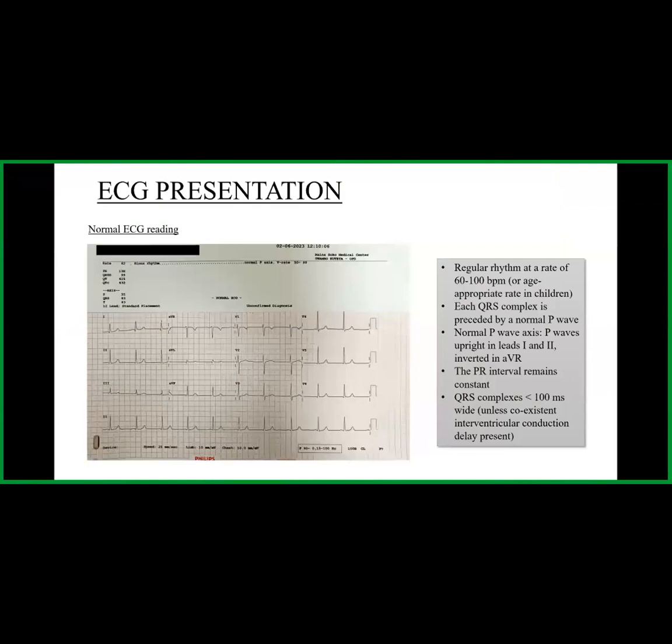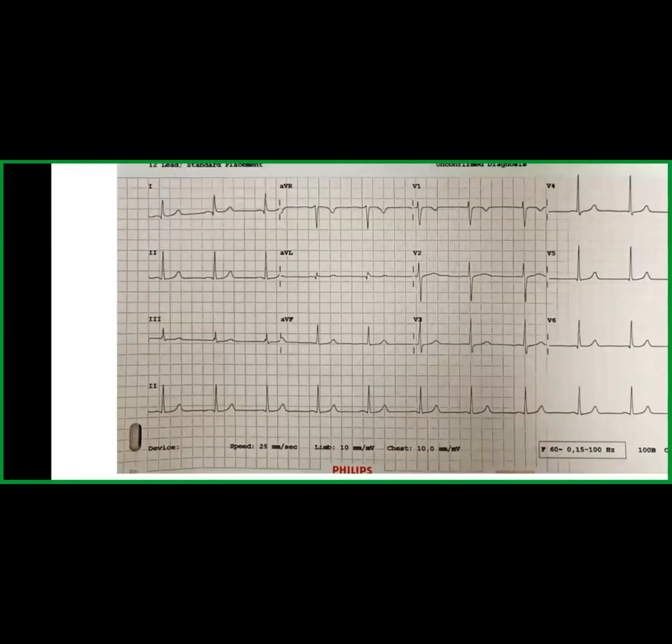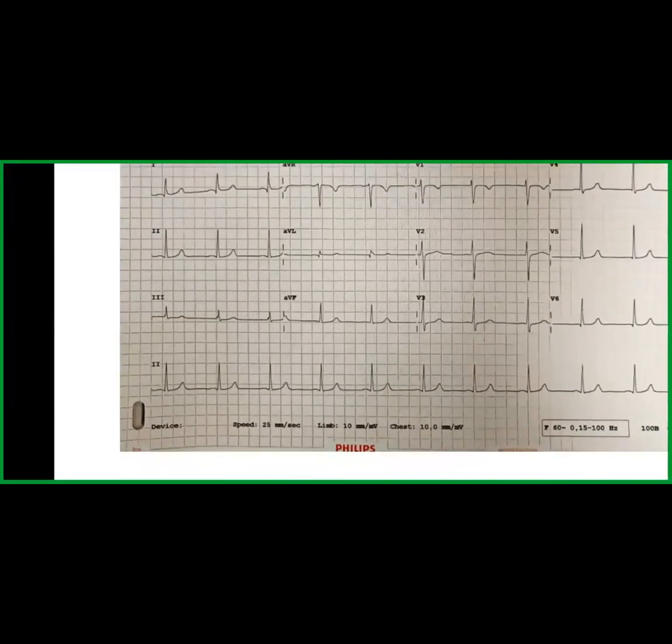Also, it is important to note that the QRS complex will be less than 100 milliseconds wide. As we can see, these complexes are not as wide as they would be in cases of bundle branch blocks, as we will see later. So they are very narrow and straight to the point.